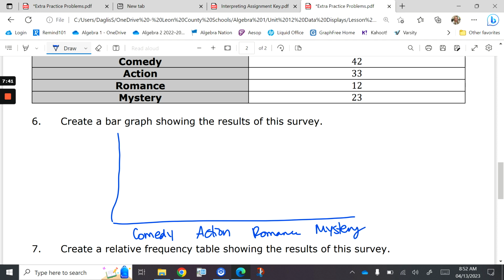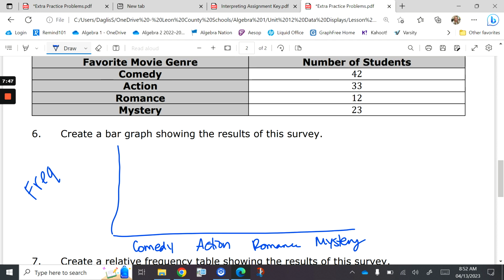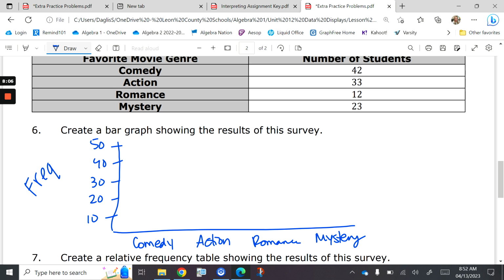Okay, on the side, this is still our frequency. So how many people said this? Looking at my numbers, I need to get up to 42. So I'm thinking about counting by tens on this side. Is that okay? 10, 20, 30, 40, 50 over here.